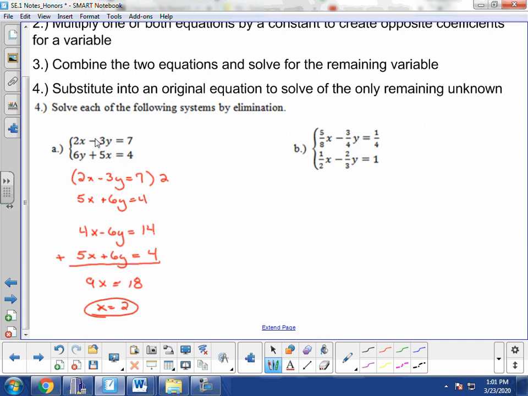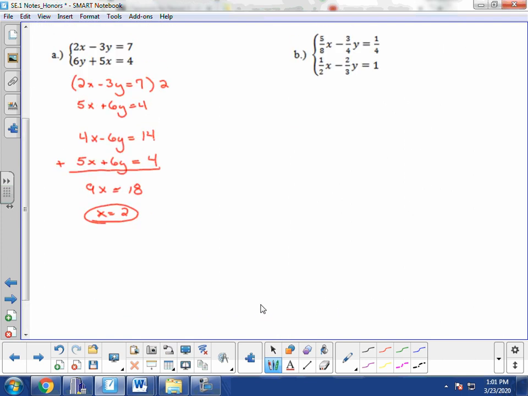So what I'll do is I'll go back to this first equation and substitute in 2. Now I do have to do a little bit more work here. So this gives me 2 times 2 minus 3y equal to 7. So 2 times 2 is 4, so if I subtract 4 from the other side, that would give me negative 3y equals 3. Then divide by negative 3, so y equals negative 1.